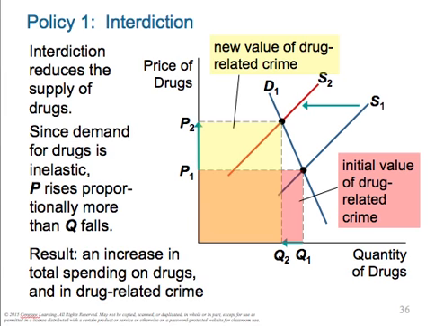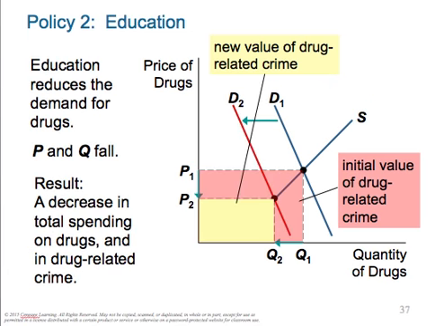Policy 2, education reduces the demand for drugs. So this is the interdiction. Now we're going to look at perhaps addressing the drug war as more of an education issue. So we educate, and that reduces the demand for drugs. Price and quantity fall, which result in a decrease in total spending on drugs and in drug-related crimes. This is a demand-related issue, okay? You had your original supply and your original demand, just like the previous example.